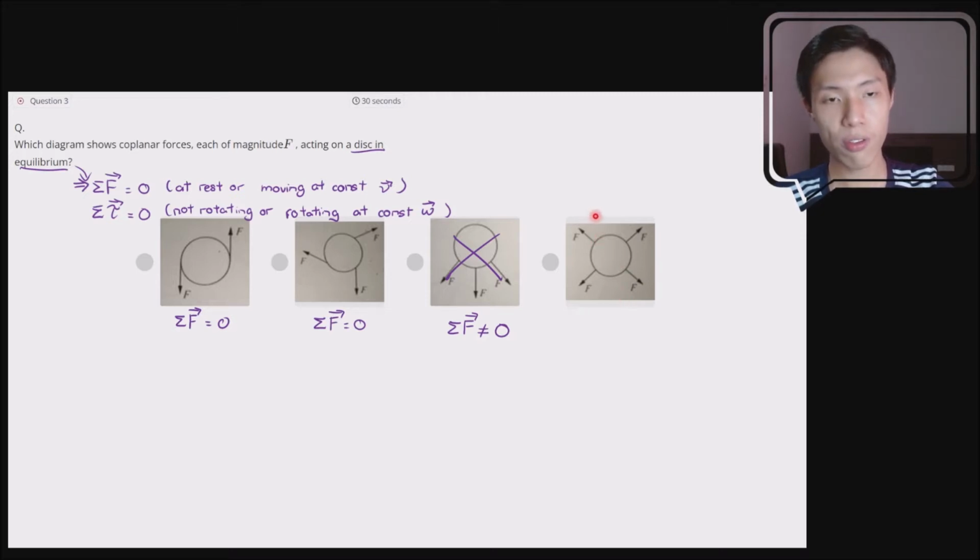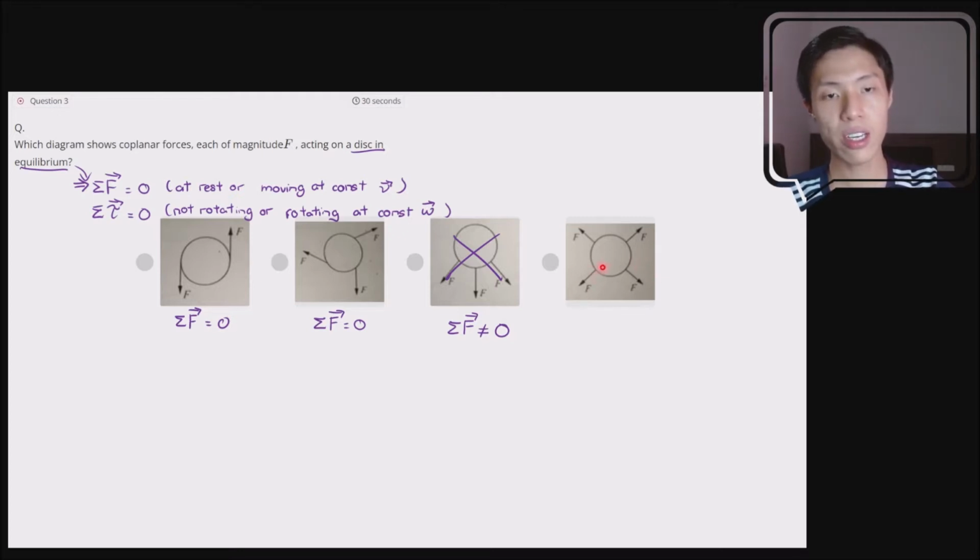So let's check each of the forces, whether they have components in the opposite direction to cancel them off or not. The first force has upward components and leftward components. You know that it needs to be balanced by a downward and a rightward component. The downward component can be obtained here or here, and the rightward component can be obtained here and here. So it can be balanced off.